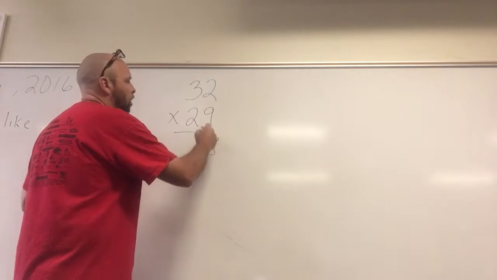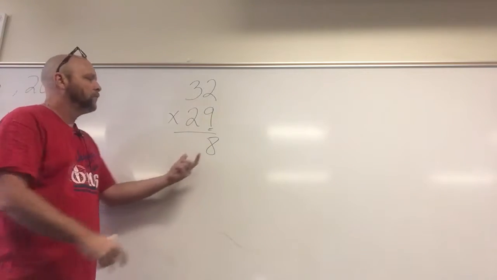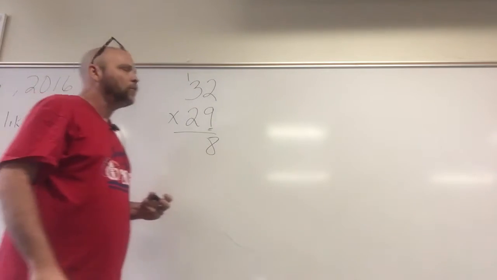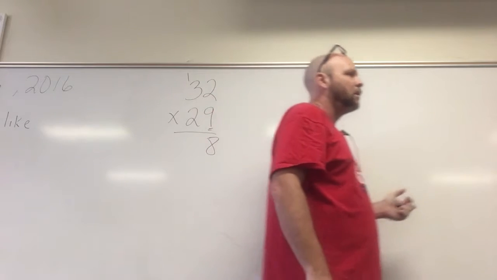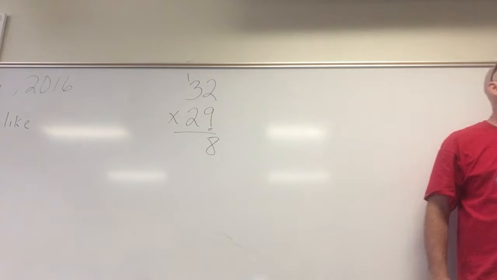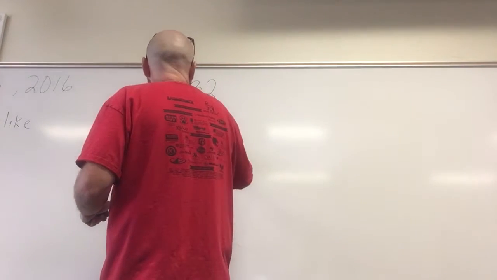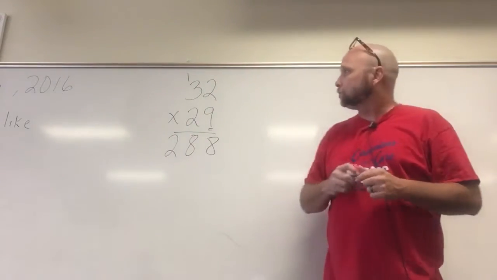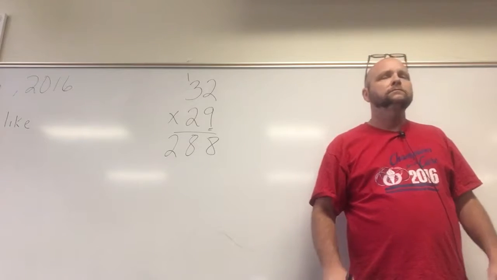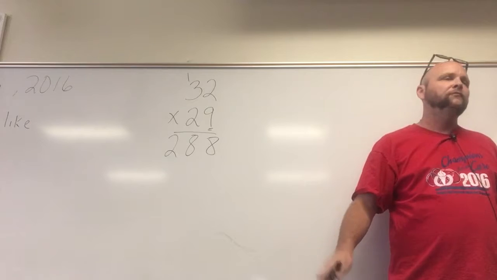Clara, 9 times 2 is what? 18. We're starting here in our ones place. That 9 is in our ones place. We have 18 ones, which is the same as saying 1 ten and 8 ones. Clara, 9 times 3? 27. Plus 1? 28. So we have multiplied 32 times 9 and gotten 288. Easy.